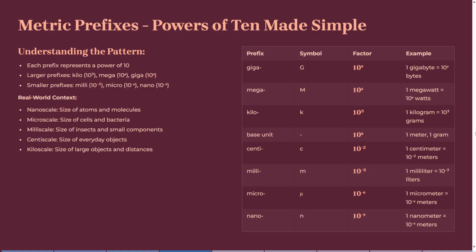For smaller quantities, we go the opposite direction. Milli is one thousandth, micro is one millionth, and nano is one billionth. To put this in perspective, a nanometer is so small that if you enlarged a marble to the size of Earth, a nanometer would be about the size of that original marble.